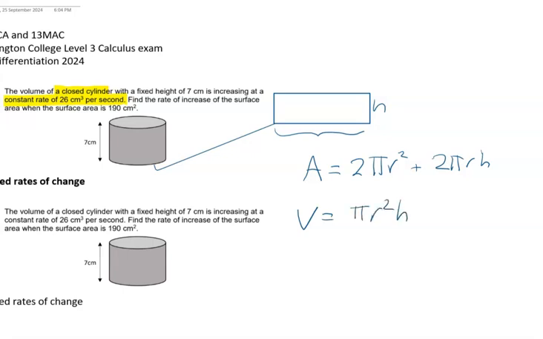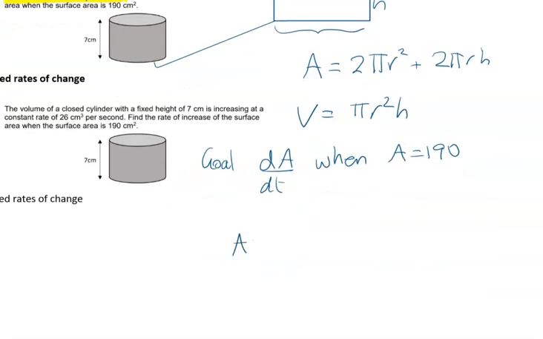What we're asked to work out here is dA by dt when A is equal to 190. Now, straight away, we're told that we've got a fixed height of 7 centimetres. So this is actually quite an easy problem because I can substitute in h equals 7. That gives me A is equal to 2 pi r squared plus 14 pi r, and V is equal to 7 pi r squared.